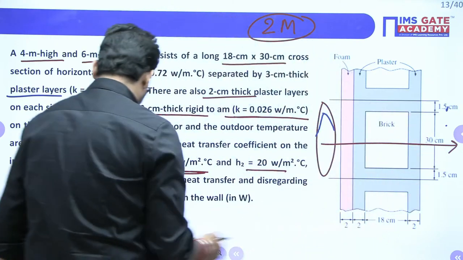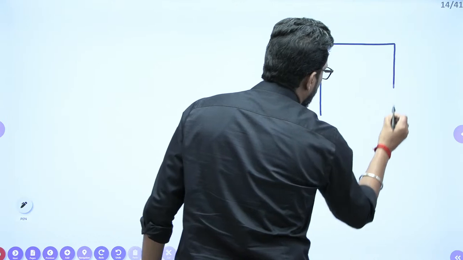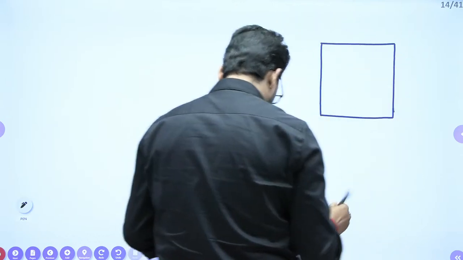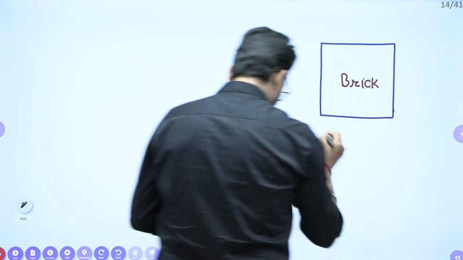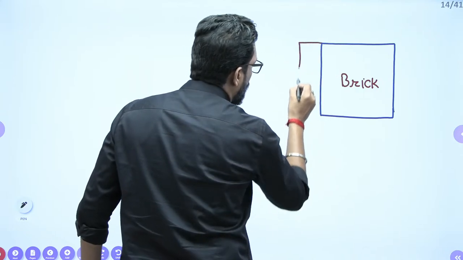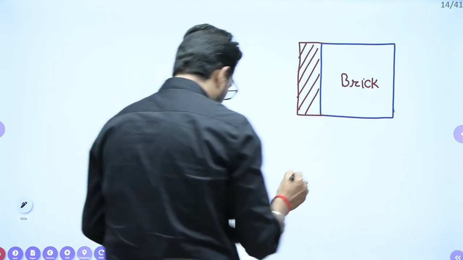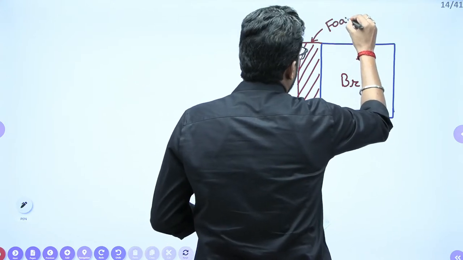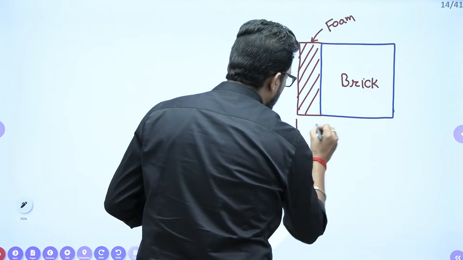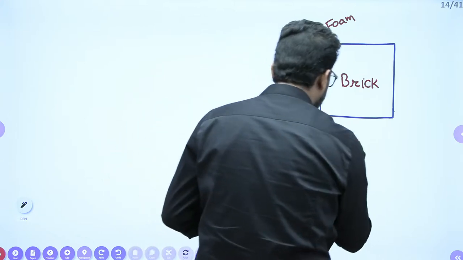So first we draw the brick position. Okay, no problem at all. See, this is your brick. Very important, beta. This is your brick, right? And in that brick there is a layer of foam. This is the foam, and the foam has a thickness of 2 centimeter, and then the brick thickness.